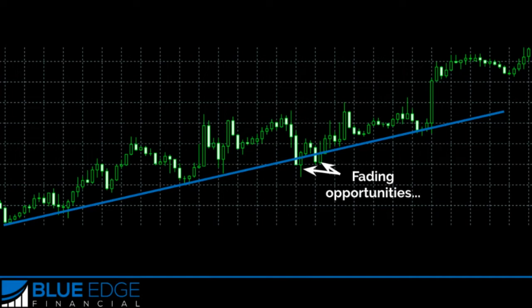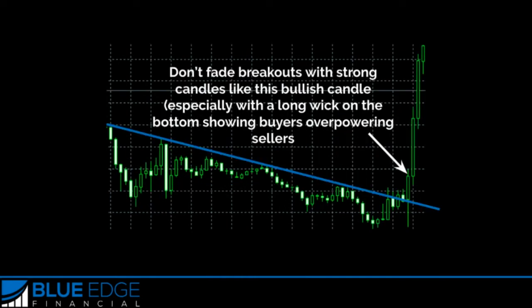Something that is super important is the speed at which the price is moving when it approaches the trend line. If price is just inching towards it slowly, a false breakout is more likely to occur, just like this example here. But if price moves really fast straight through the trend line, that could end up being a real breakout. So I would avoid fading breakouts if price moves very quickly through the trend line, just like we have here.